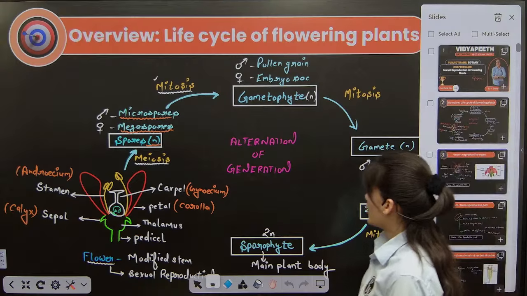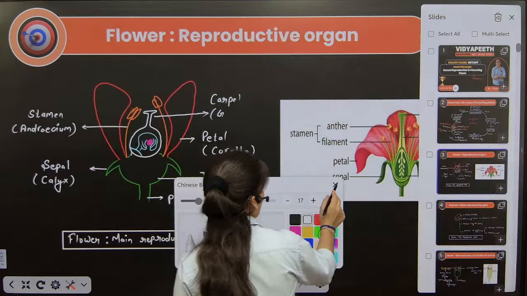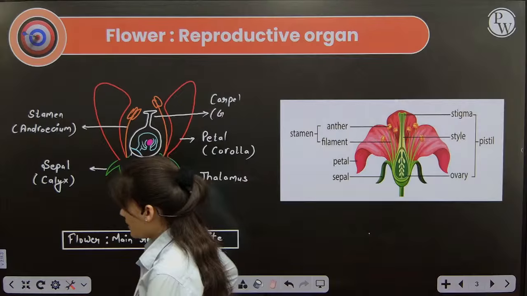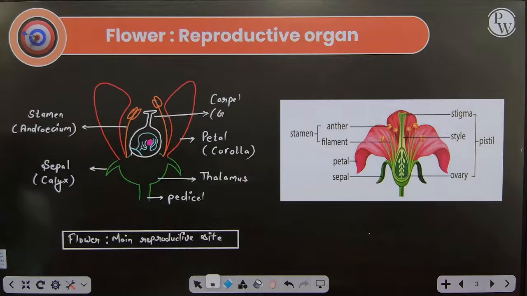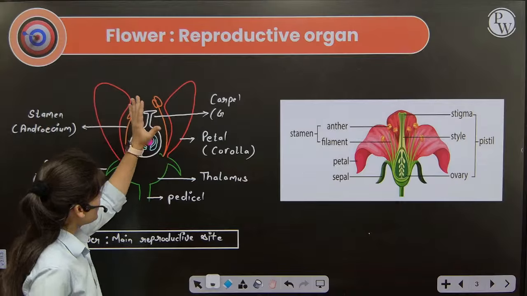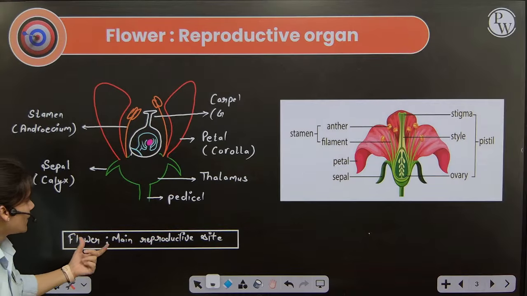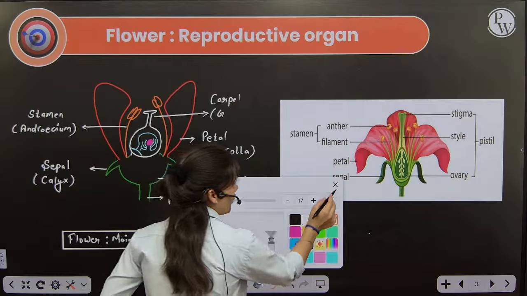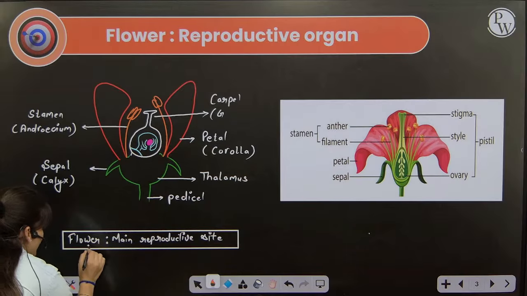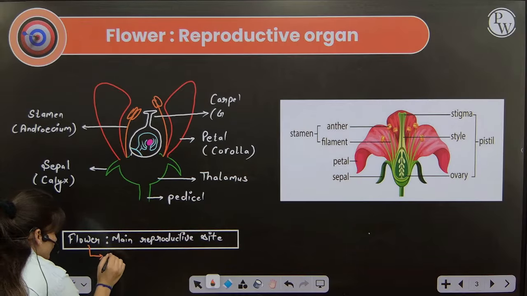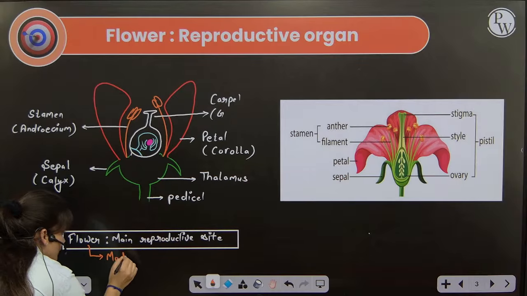Okay. So first we are going to start with the male reproductive part. How does that male reproductive part form microspores? First, let's have a discussion about flower. Flower is the main reproductive site in case of flowering plant. It is a modified stem.